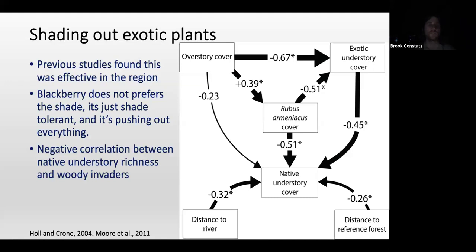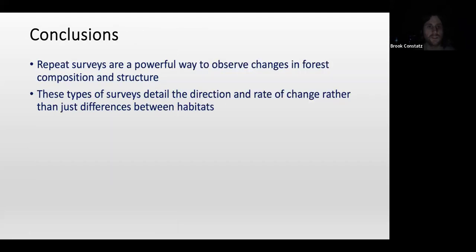Ginger is an issue in the tropics. There are a lot of shade tolerant species that aren't being affected by this shade-out strategy, and these exotic species are becoming a problem all over the world. And so that's something that other studies should definitely build upon.